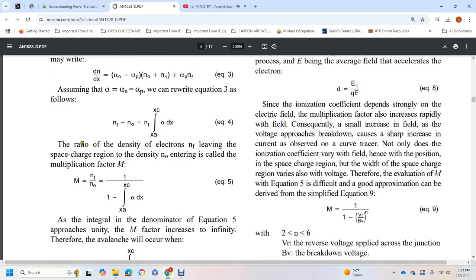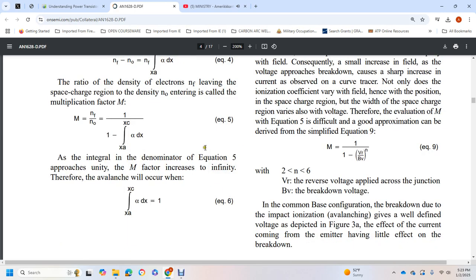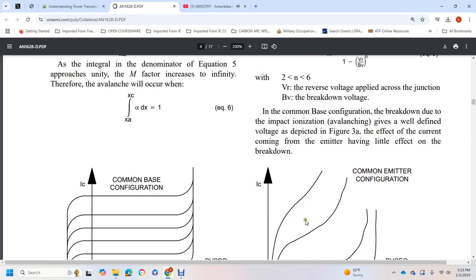The ratio of the density of electrons leaving the space charge region to N0 is called the multiplication factor M. As the integral in the denominator of equation 5 approaches one, the multiplication factor increases to infinity, and therefore avalanche will occur. So xa to xc limits the integral over the space charge region from x1.